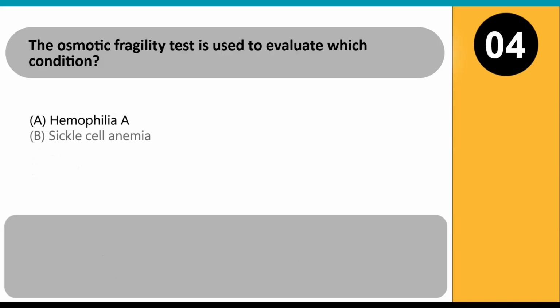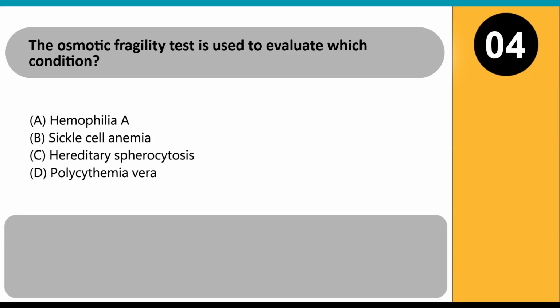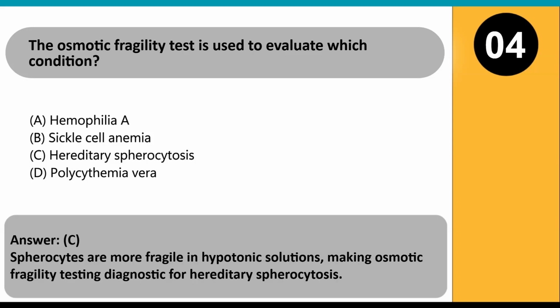The osmotic fragility test is used to evaluate which condition? A. Hemophilia A. B. Sickle cell anemia. C. Hereditary spherocytosis. D. Polycythemia vera. Answer C. Spherocytes are more fragile in hypotonic solutions, making osmotic fragility testing diagnostic for hereditary spherocytosis.